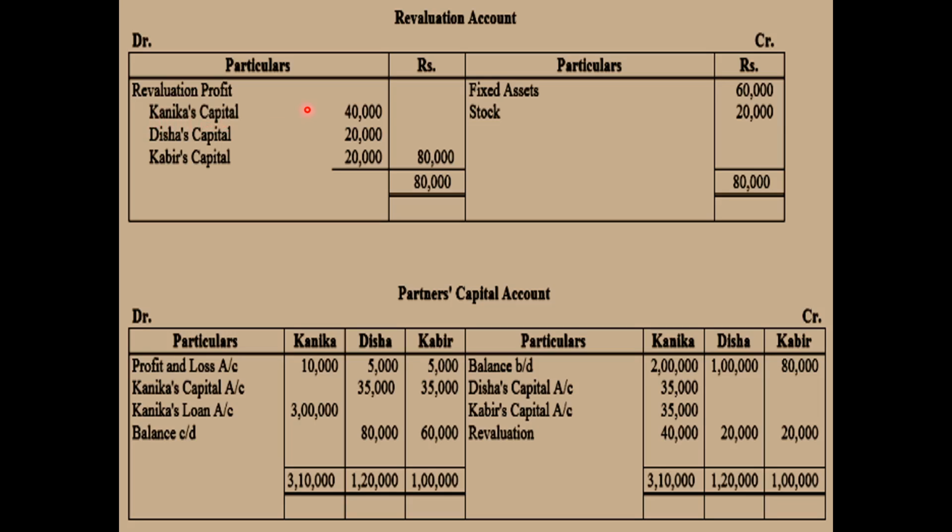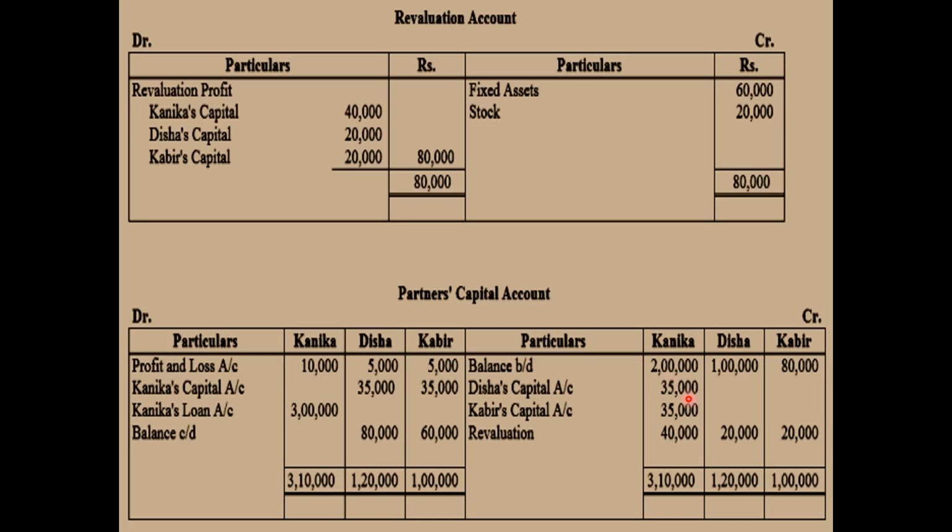In the old ratio 2:1:1. So therefore, Kanika's share of profit is 40,000, Diksha's revaluation share of profit 20,000, and Kabir 20,000. So this is the revaluation profit which is being transferred to all partners, including the retiring partner. Now next step, that is opening partners capital account. Here we know that opening balance by balance sheet, you have to consider all the partners, like Kanika's capital 2 lakh, Diksha 1 lakh, and Kabir 80,000.